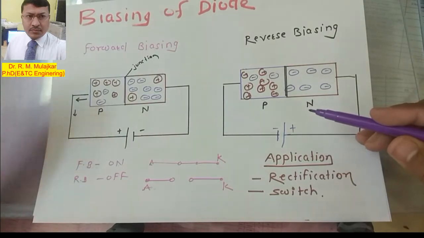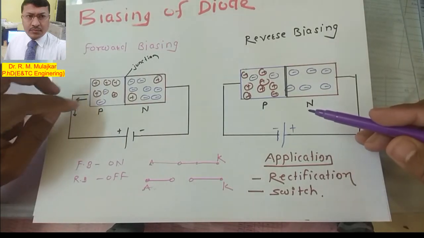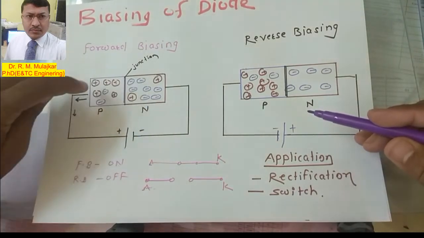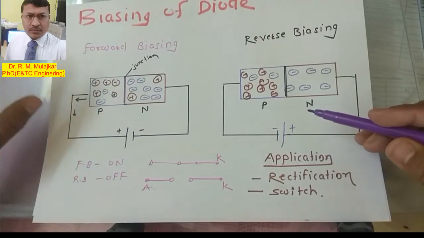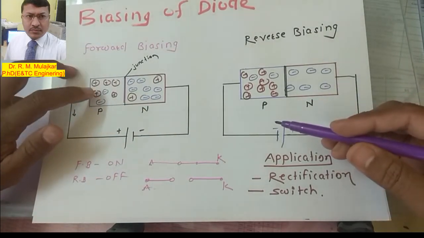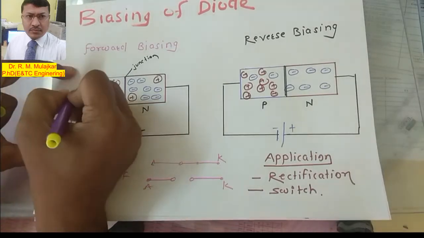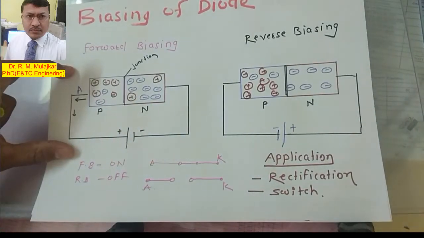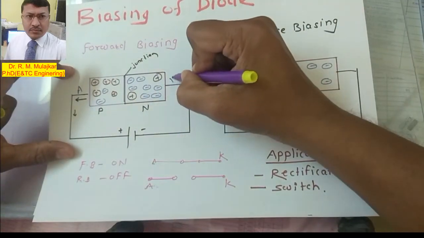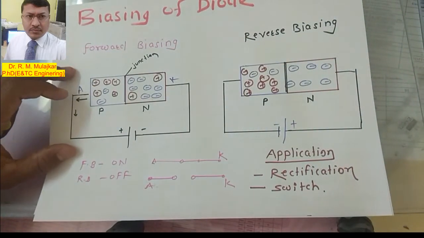As we know, in construction we studied that the p-type and n-type semiconductor materials are combined together to form the p-n junction diode. This is the anode and this is the cathode: anode and cathode.